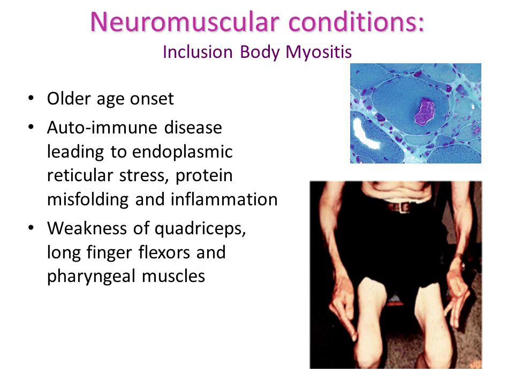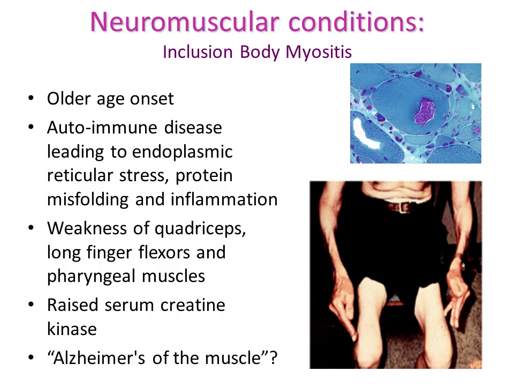And what you see classically in the photograph below is a weakness of the quadriceps and a lot of wasting there, and the long finger flexors, and you can see the wasting of the forearms. And the pharyngeal muscles can be involved as well. And again, you can see raised serum creatine kinase levels. And actually, there are some people that say that because of the pathology of protein buildup and protein misfolding and this endoplasmic reticular stress, it is a little bit like the Alzheimer's of the muscle tissue.